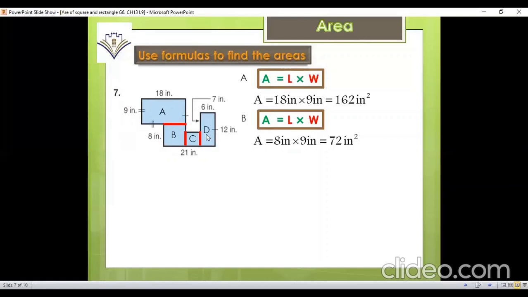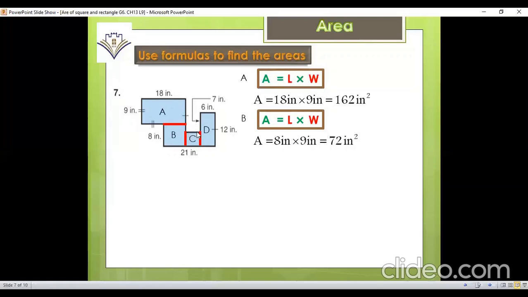Look at part C. We said before, this line is 12, and this part is 7. The remainder, 12 minus 7, equals 5. Why do we say 5? Because this part is 7 and this point is 5, and 5 plus 7 equals 12. Then this red line is equal to 5.